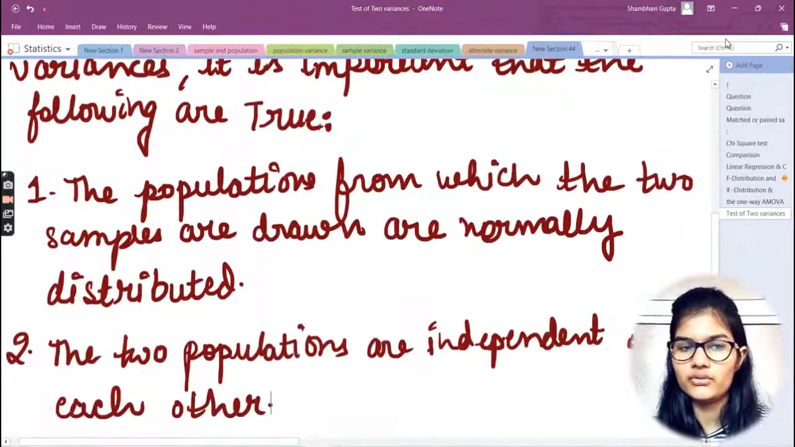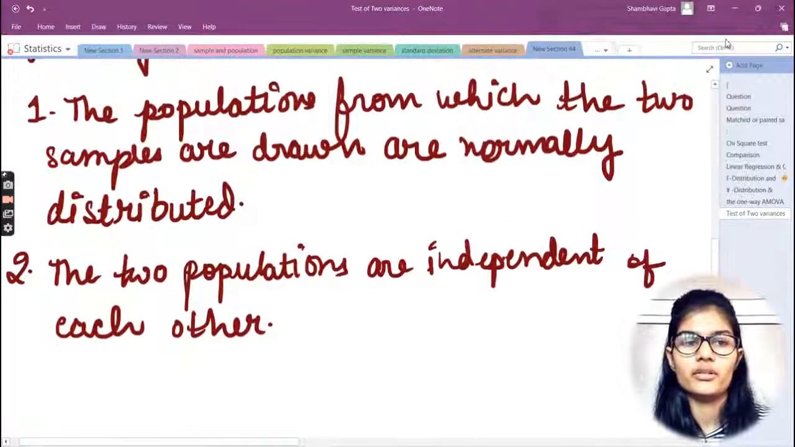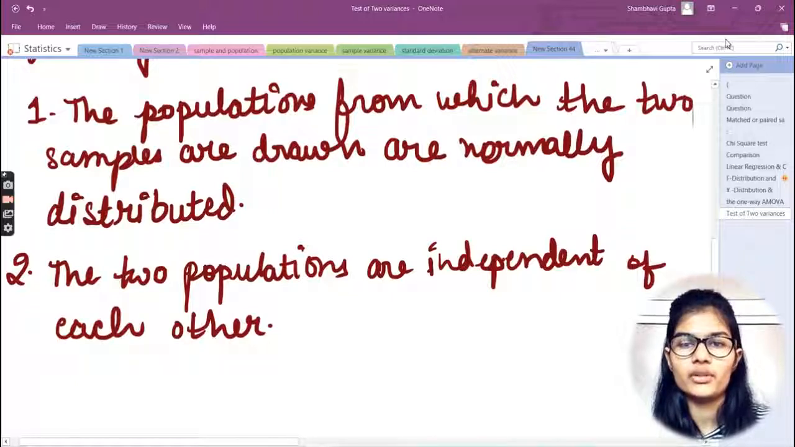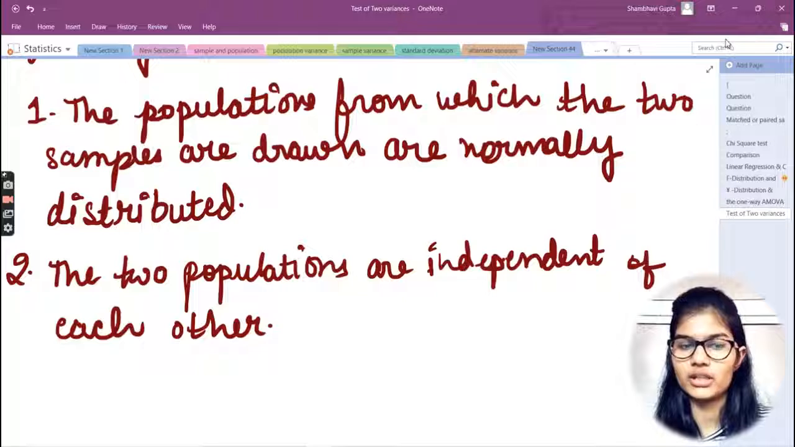Alright. So what's the very first one that I'm having? The population from where the two samples are drawn are normally distributed. Next, the two populations are independent of each other. Both of the populations which you are having are independent of each other. Hope these ideas are very clear to you.